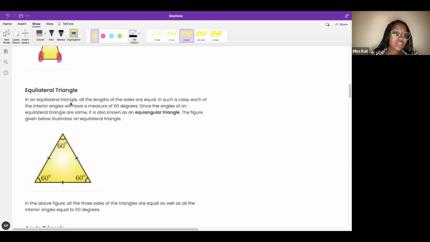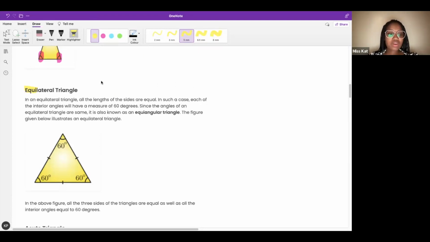Okay, in an equilateral triangle, it's all in the name, meaning everything is equal. Everything is the same. So with a scalene, nothing is the same. Equilateral, everything is the same. So it has equal angles and it has equal sides.